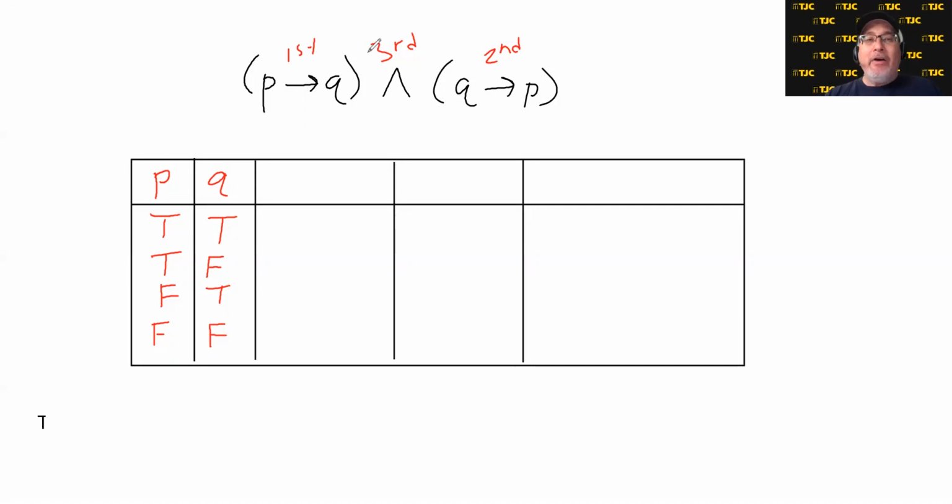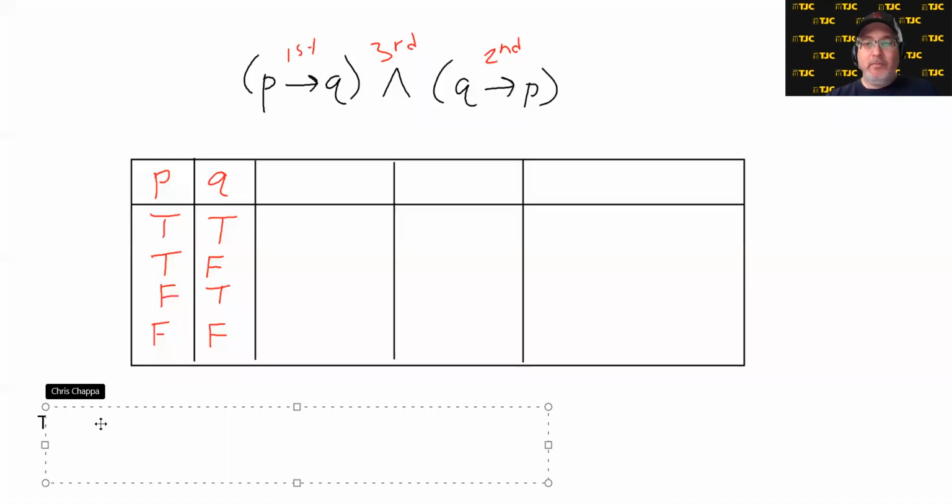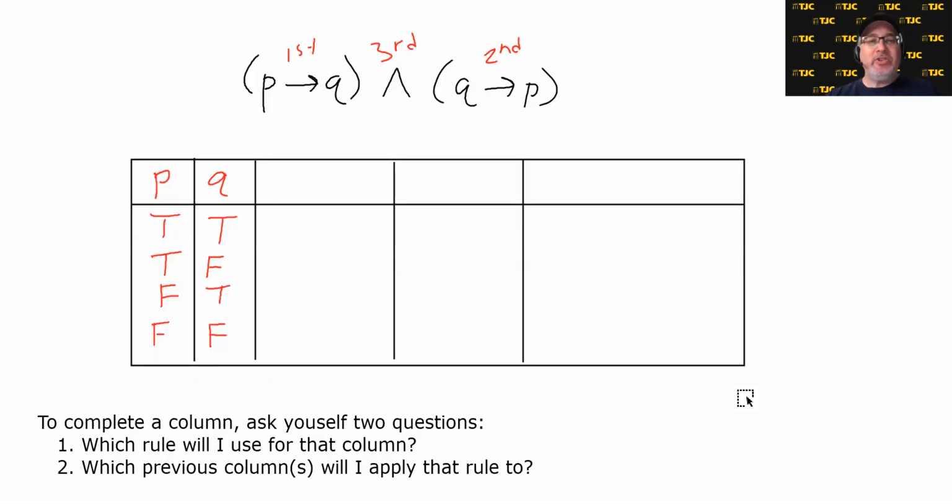Now, how do we complete the truth table? Well, here's how. To complete a column, you ask yourself 2 questions. Oh, I'm sorry, I didn't mean to expose that yet.